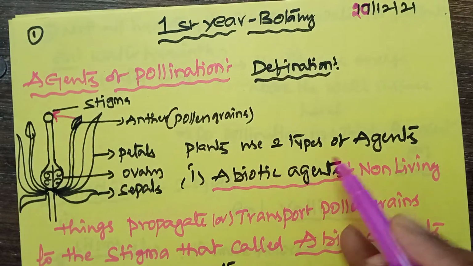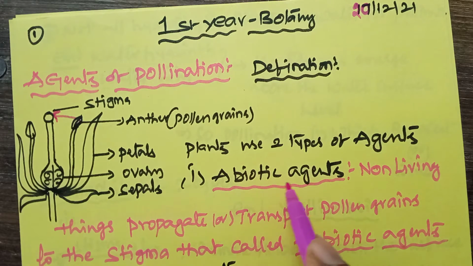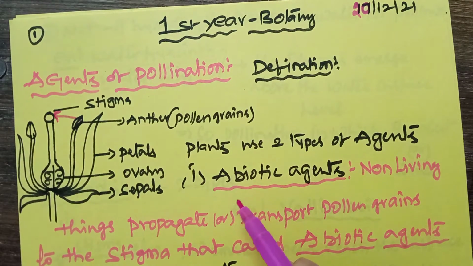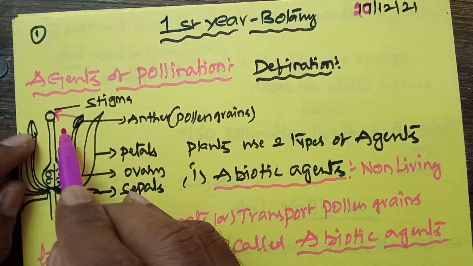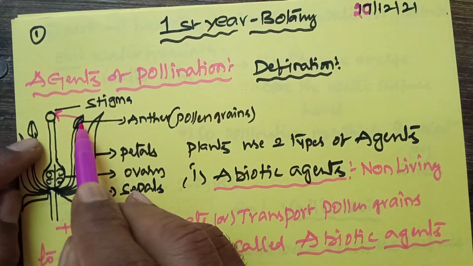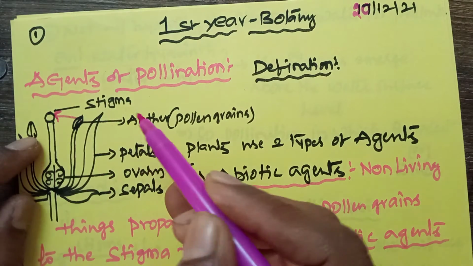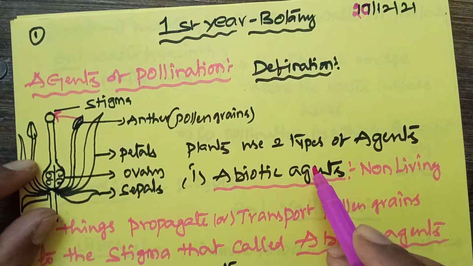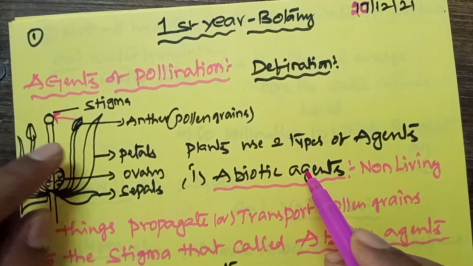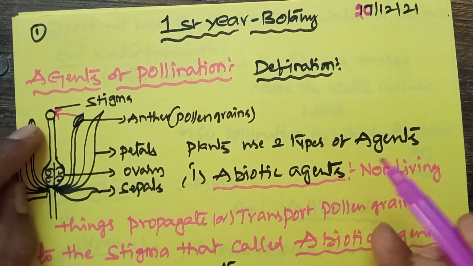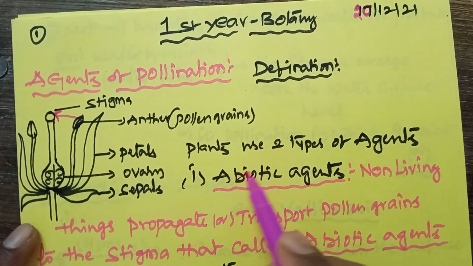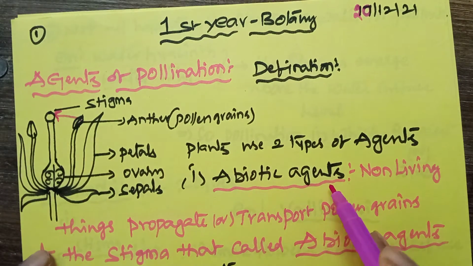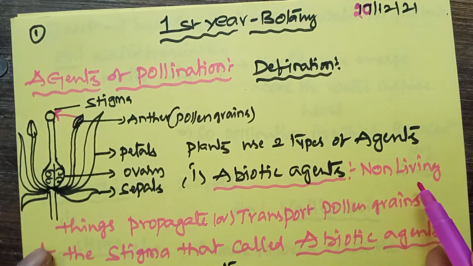These agents are of two types. One is abiotic agents and the second is biotic agents. So with the help of these agents, plants transport pollen grains from the anther to the stigma. This process is called pollination. Agents play a very important role in transport from one place to another, or from anther to the stigma. Let us see the different types of agents: abiotic agents and biotic agents.